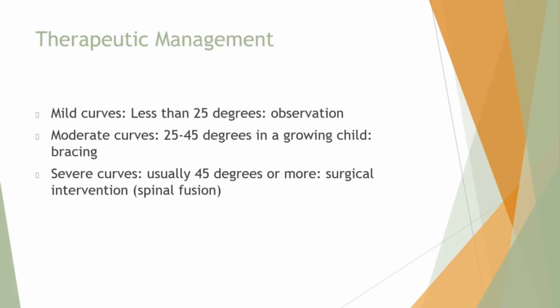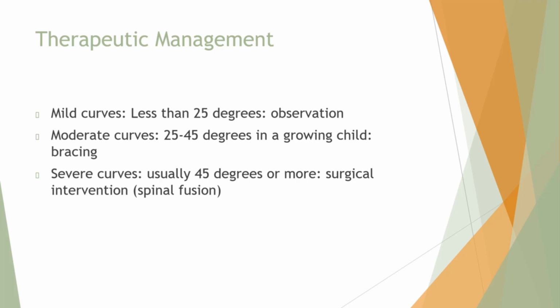So then, as previously mentioned, treatment or management will be dependent on degree of curvature and the age of the child. So mild curves are those, again, that are less than 25 degrees, and we're going to observe. Moderate curves are between 25 to 45 in a growing child, and they're going to do bracing. And then usually 45 or greater, you're going to have a surgical intervention. So they're going to end up having a spinal fusion. Often you will observe these children with regular clinical and x-ray evaluations.